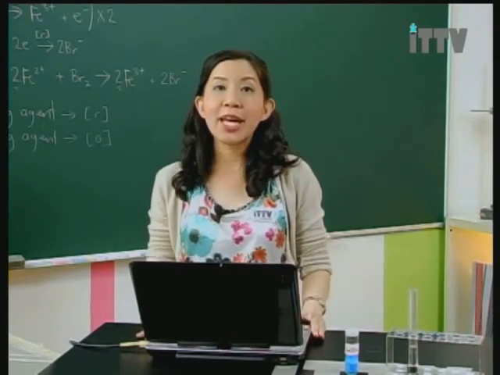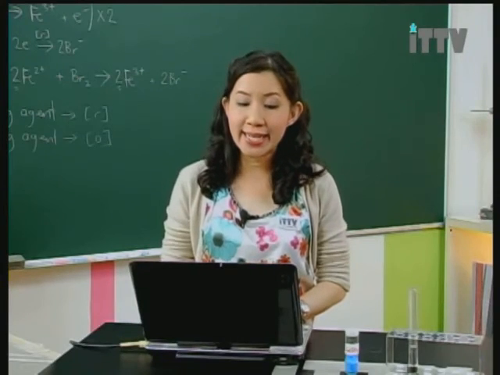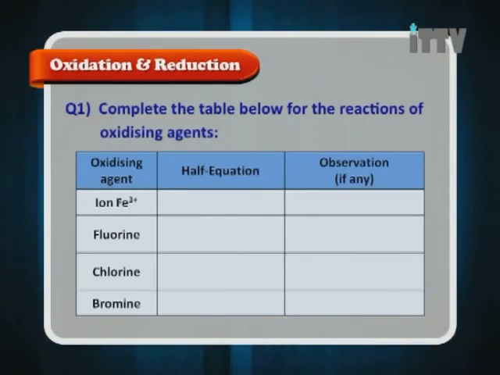Now, let's look at question 1 for today's lesson. Complete the table below for the reactions of oxidizing agents. The oxidizing agents are listed in the first column, and students are asked to write down the half equations which happen and the observations, if any. As we just finished the explanation on oxidizing agents, let's look at the answers.